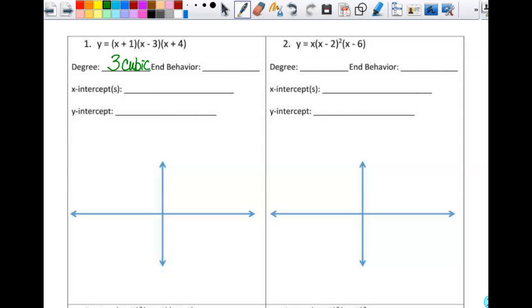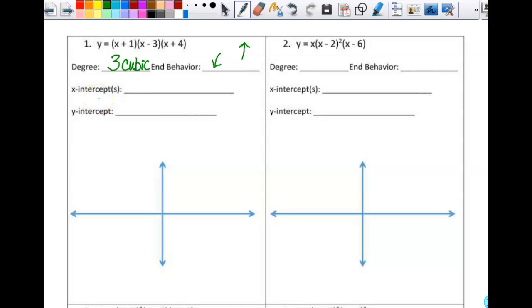Which one is it? Down, up, because it's positive. So it looks like the cubic. Well, it is a cubic, but when we graph it, it won't look like what you think a cubic looks like.